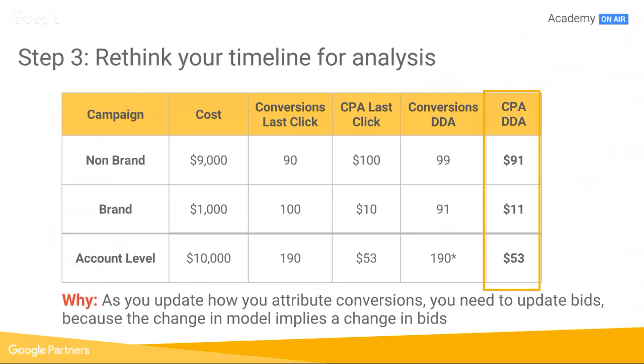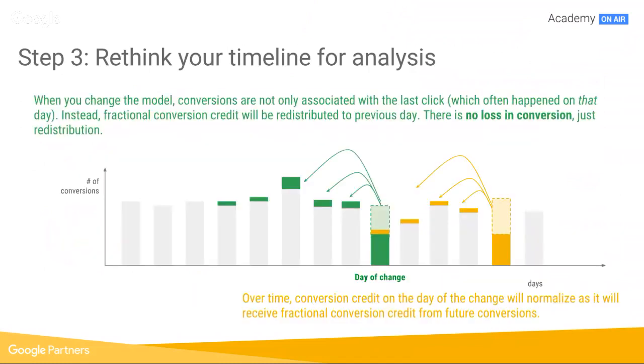So if you're optimizing for a certain cost per conversion or CPA, expect for that transition period a slight change. But on an account level, it'll stay exactly the same because we're not taking any conversions out. The cost doesn't change. So both pieces of the CPA equation really don't change on an account level. Yeah, so you see on the bottom line, 190 conversions in total and a CPA of 53 in total still stays the same.